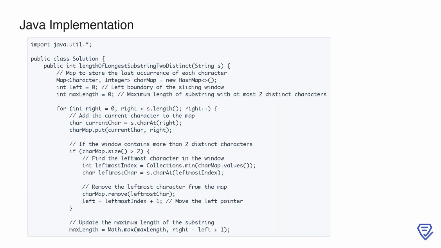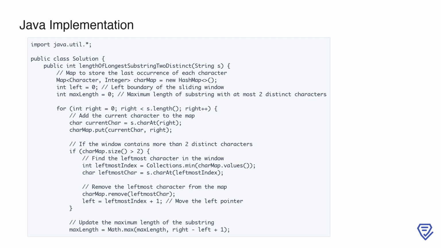Here, we start by importing the necessary classes and defining our solution class. Inside the class, we create the method lengthOfLongestSubstringTwoDistinct, which takes a string s as input. The goal of this method is to find the length of the longest substring that contains at most two distinct characters. To achieve this, we use a sliding window approach along with a hash map to keep track of the last occurrence of each character in the current window.